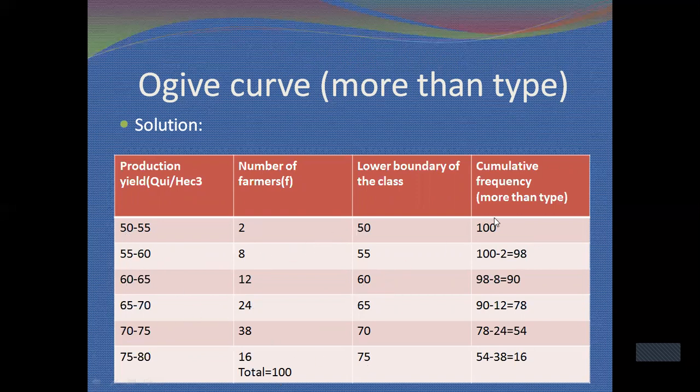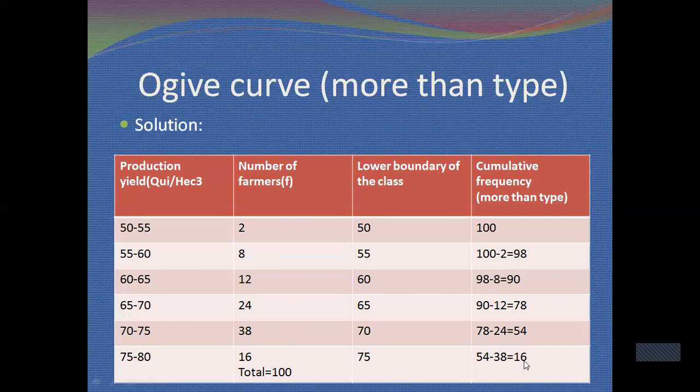And now how to find the more than type cumulative frequency? First you write the total of the frequency here. From this, you subtract each frequency. 100 minus 2, the first frequency, is 98. Then 98 minus the second frequency, 98 minus 8, is 90. Then 90 minus 12 is 78. And 78 minus 24 is equal to 54. And 54 minus 38 is equal to 16.